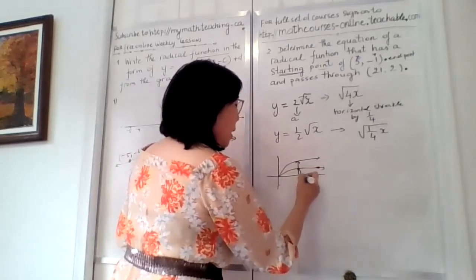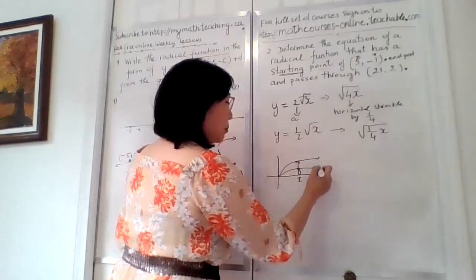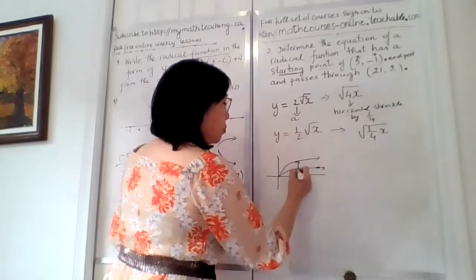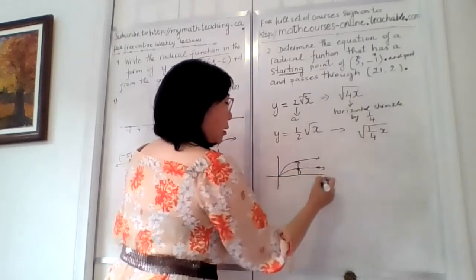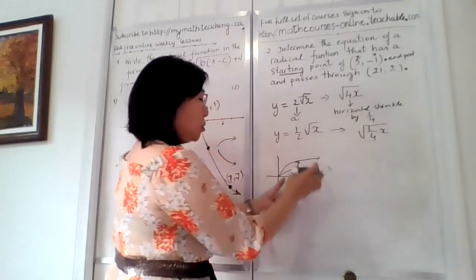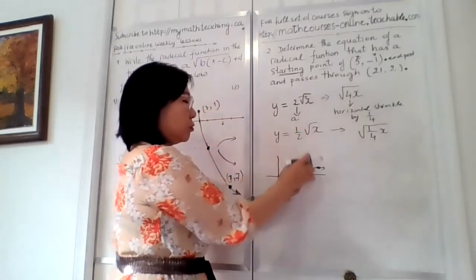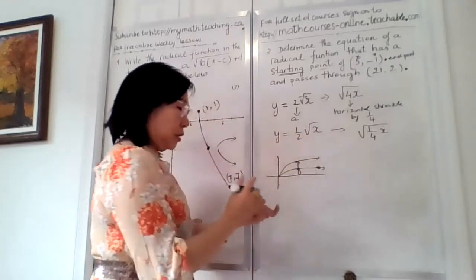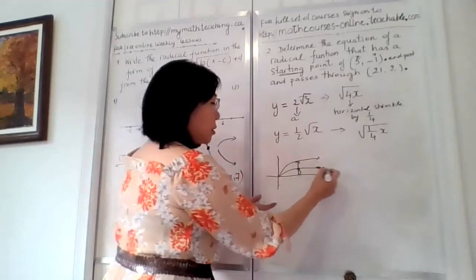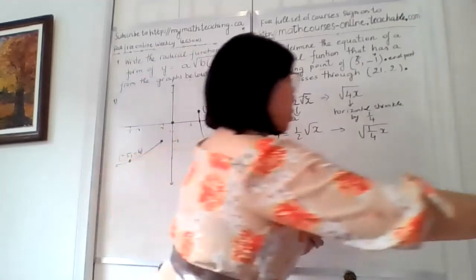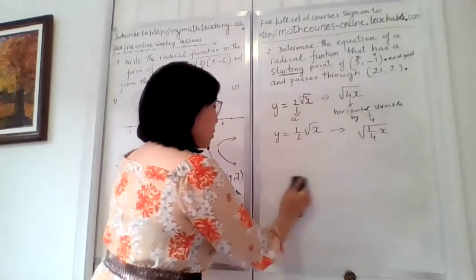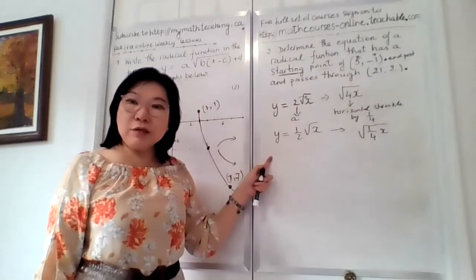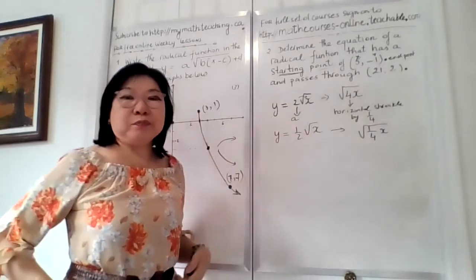It means this x no longer stays like this, but will be expanded horizontally, right? So a vertical shrink becomes a horizontal expansion. But the shape of the function doesn't change. It's exactly the same shape. That is a special characteristic of our radical function.